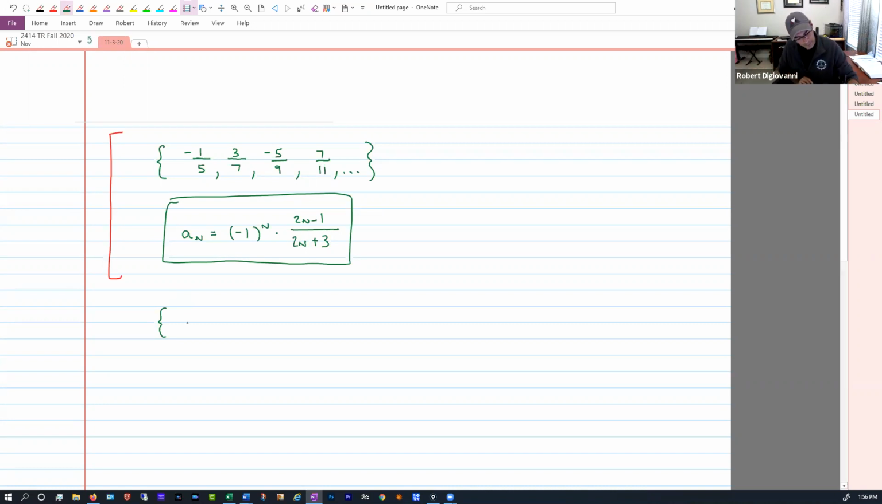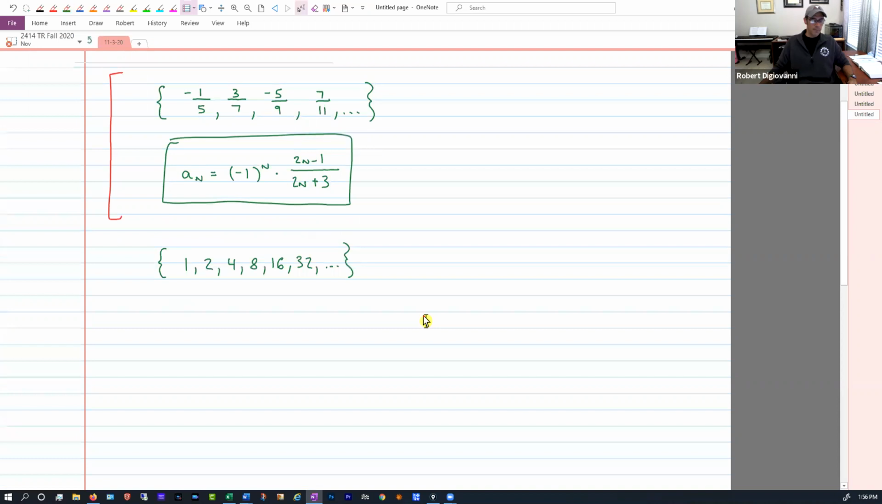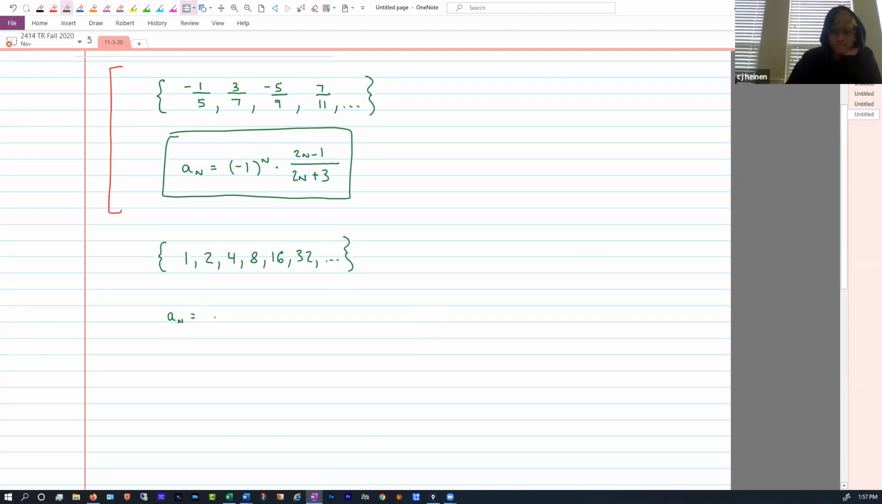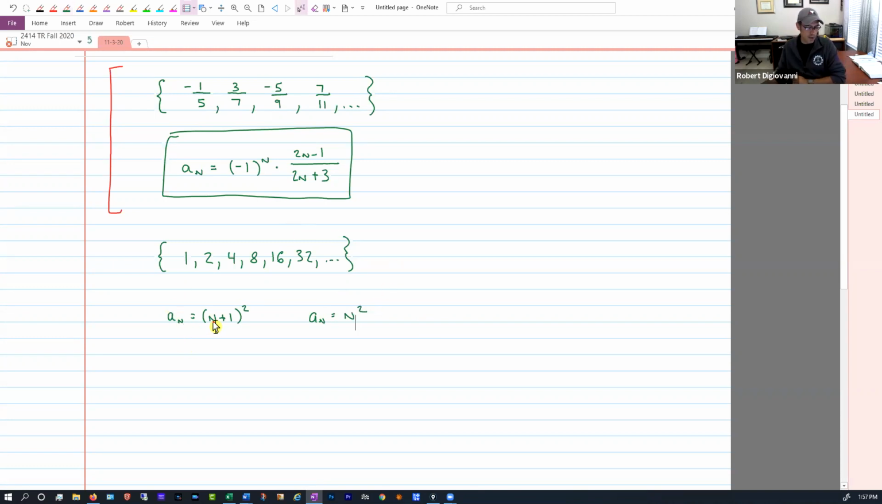I'll give you more. Here's a new one. I think it's n plus 1 squared. It's just n squared? Okay, I've heard n plus 1 squared, and I've heard n squared. Let's try this. If I plug in 1, I get 1 plus 1 is 2, 2 squared is 4. So that doesn't give me the first one. If I plug in 1 here, I get 1 squared, which is 1. Then I plug in 2, 2 squared is 4, but that doesn't give me the 2.